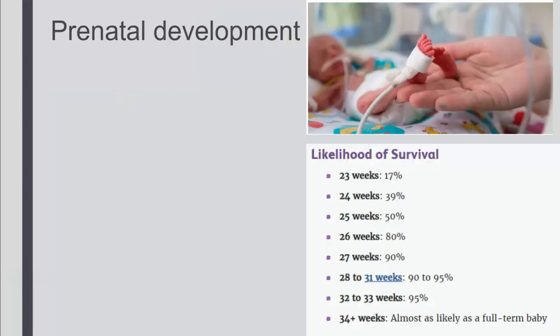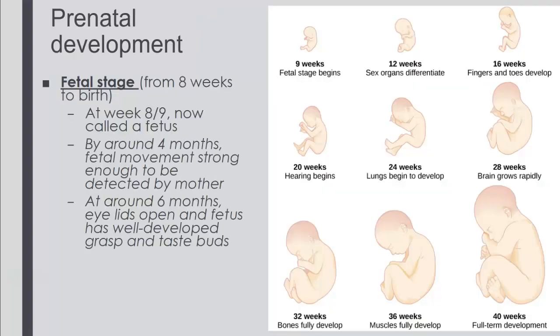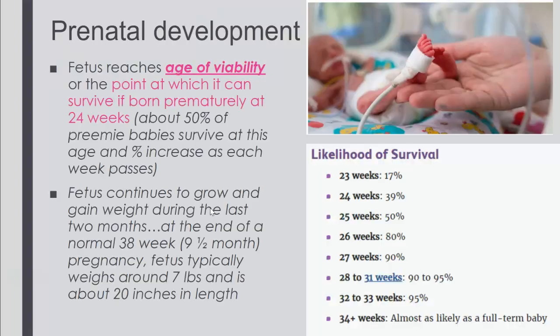Then the fetal stage is from 8 weeks to birth. At this point, we call it a fetus. At 4 months, the fetal movement starts to be strong enough that the mom can feel it. So the baby reaches the age of viability around 24 weeks. So that's as early as 6 months. Age of viability means the age at which a baby could survive a premature birth. They may have developmental delays and have to spend a long time in the hospital, but 24 weeks is about where it is now.